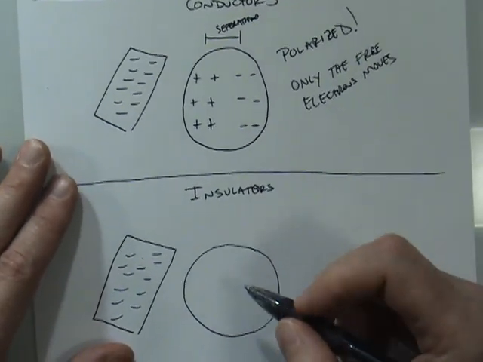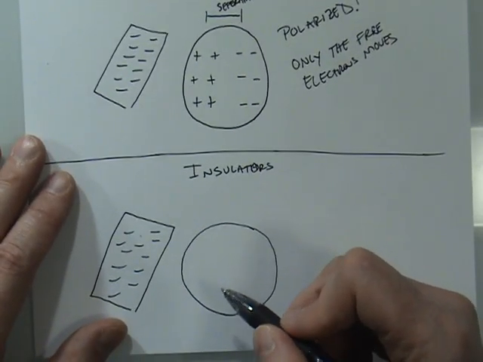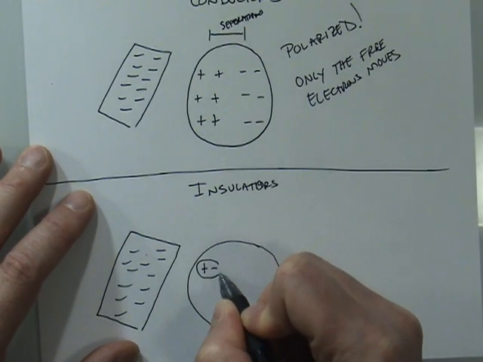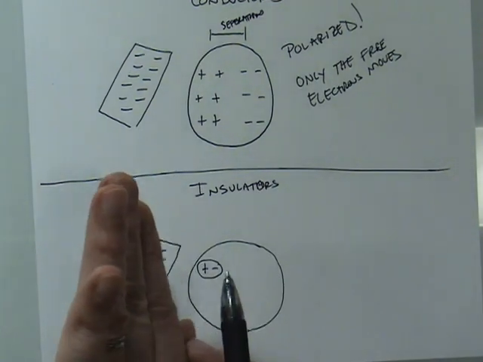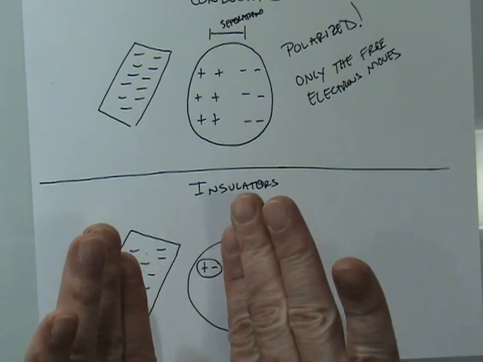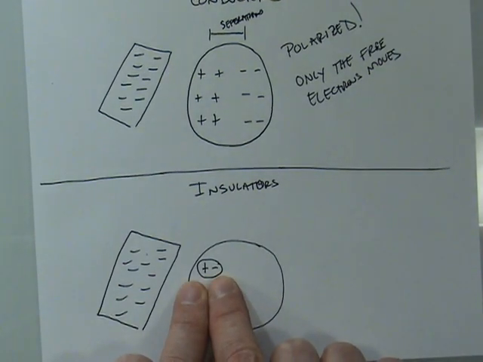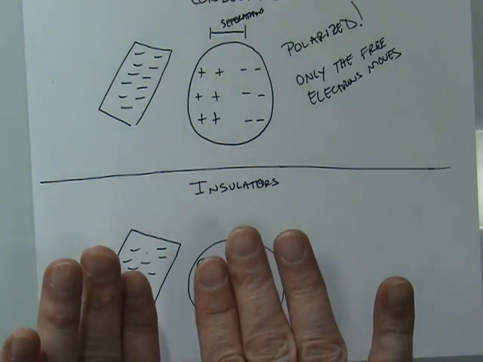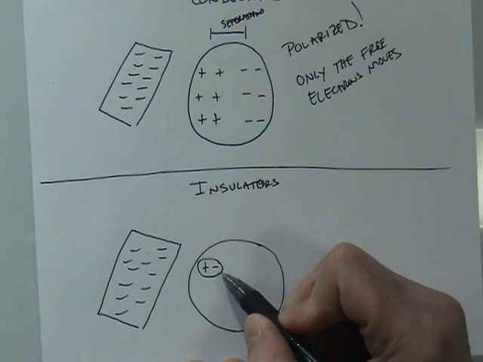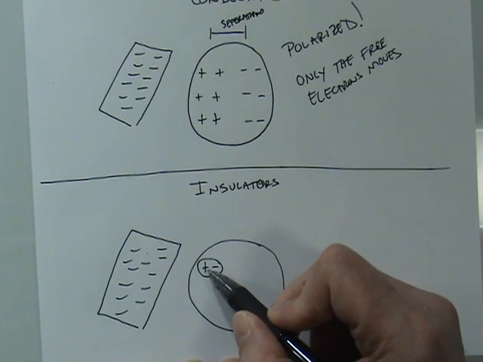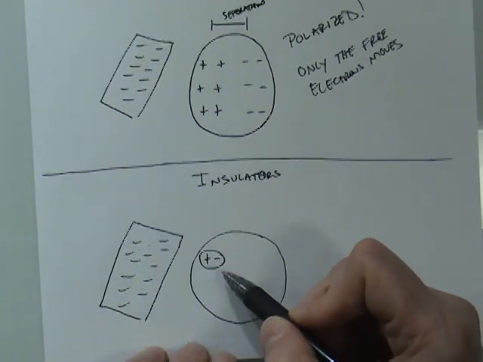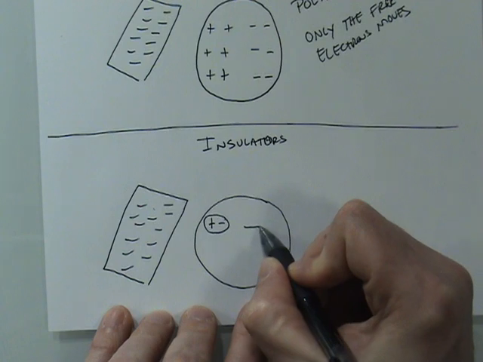So down here, you actually will still get some separation of charges, but it's going to look something like this. Within each atom, the positive side will shift slightly towards the negatively charged object, while within the same atom, the electrons will move away. So the electrons did not leave the atom, but they did move a little bit, so the atom itself becomes polarized with a slightly negative end and a slightly positive end. As a result, this object will become polarized.